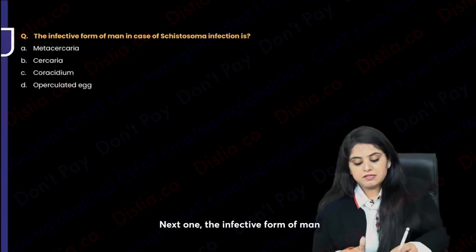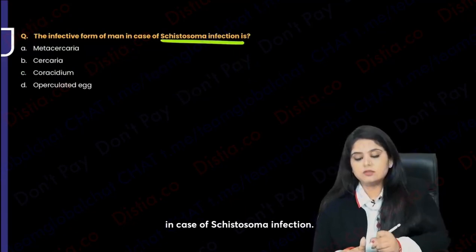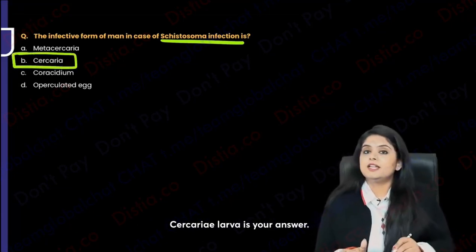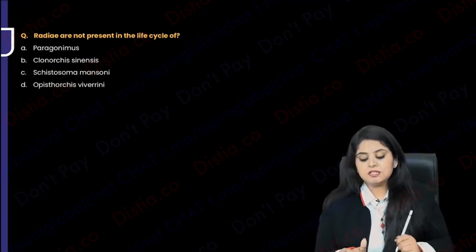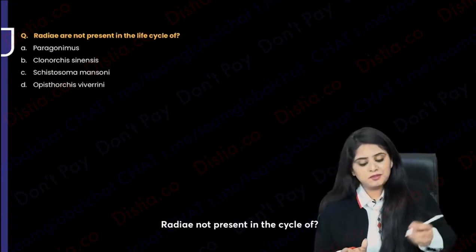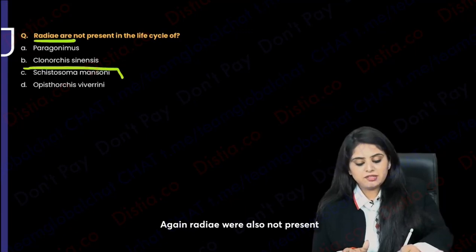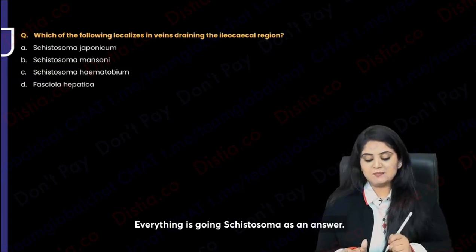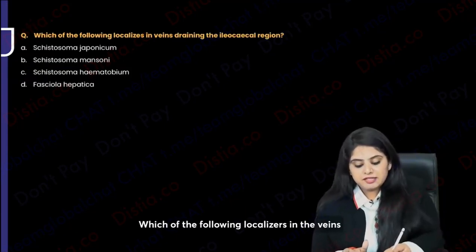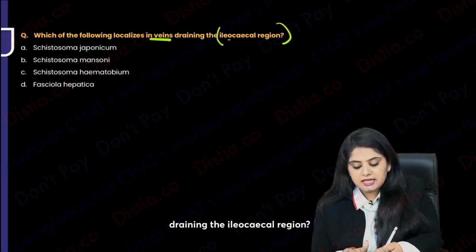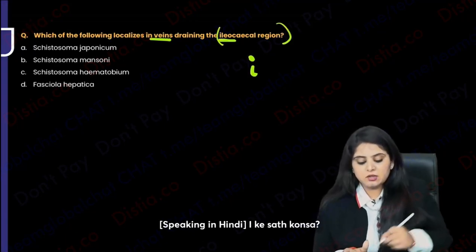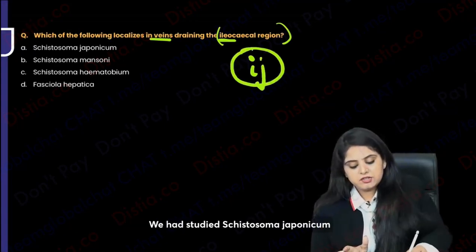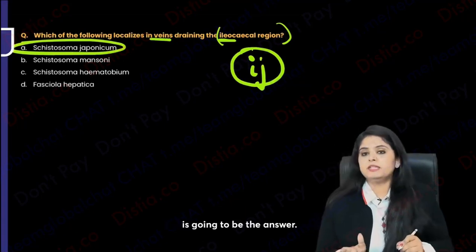Next one, the infective form to man in case of Schistosoma infection. S wala, cercaria larva. Cercaria larva is your answer. Redia are not present in the cycle of, again, Redia were also not present in the cycle of Schistosoma. Everything is going to Schistosoma as an answer. Which of the following localizes in the veins draining the ileocecal region? I with which one? Schistosoma mansoni, haematobium or japonicum? We had studied Schistosoma, japonicum is going to be the answer.